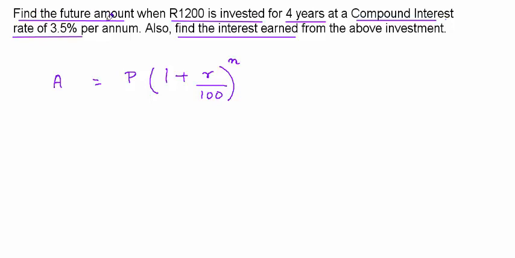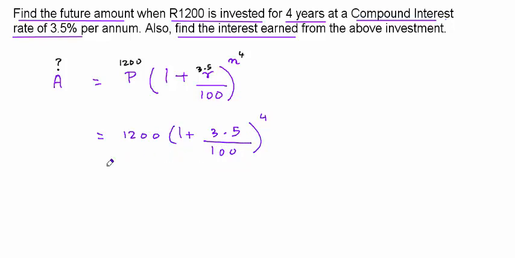Find the future amount. So we need to find this given 1200 Rand is invested, which means this is 1200. The rate of interest as a percentage is 3.5, so this is 3.5. And n, the number of years, is 4 years, so this is 4. Let's plug in the numbers. So we have the amount is equal to 1200 times 1 plus 3.5 over 100 raised to the 4th power.